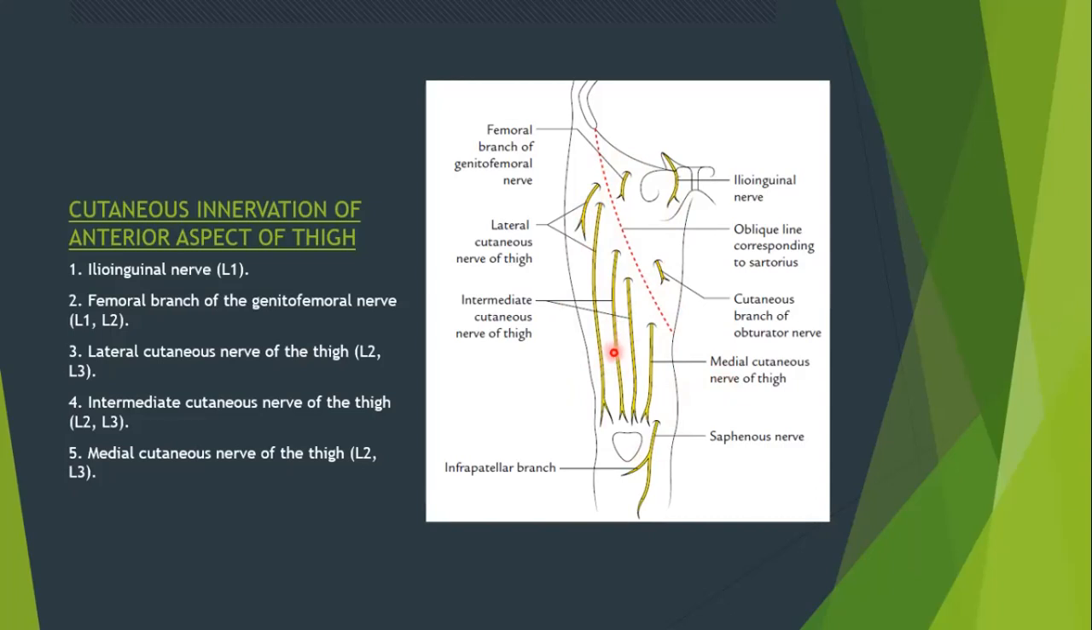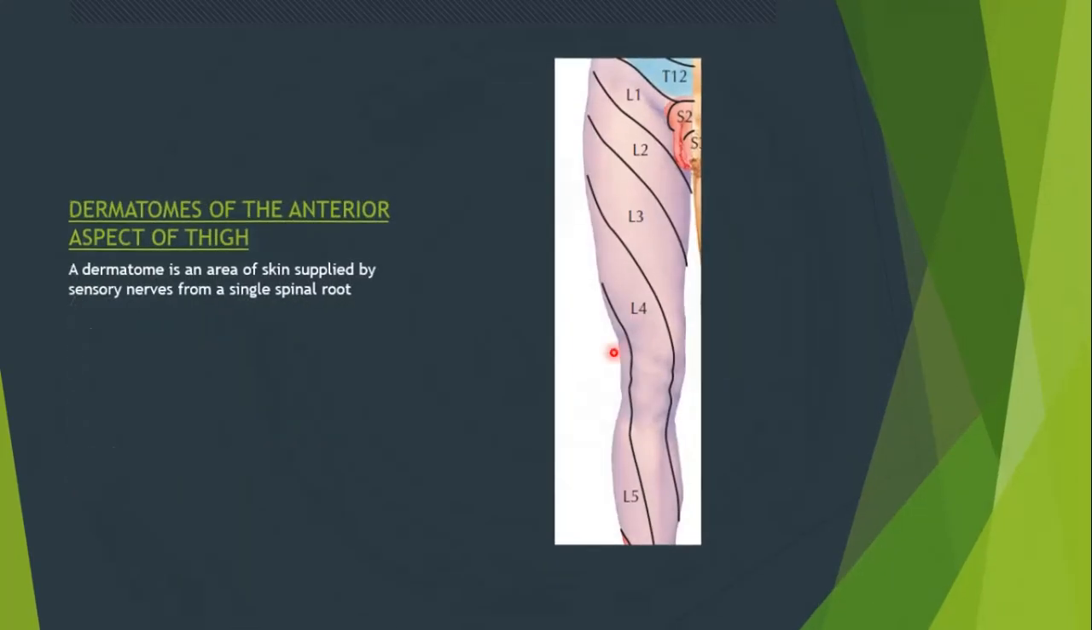Now let's look at the dermatomes. Now maybe some of you don't know what a dermatome is. Maybe I can state what a dermatome is. A dermatome is the area of the skin supplied by sensory nerves from a single spinal root.